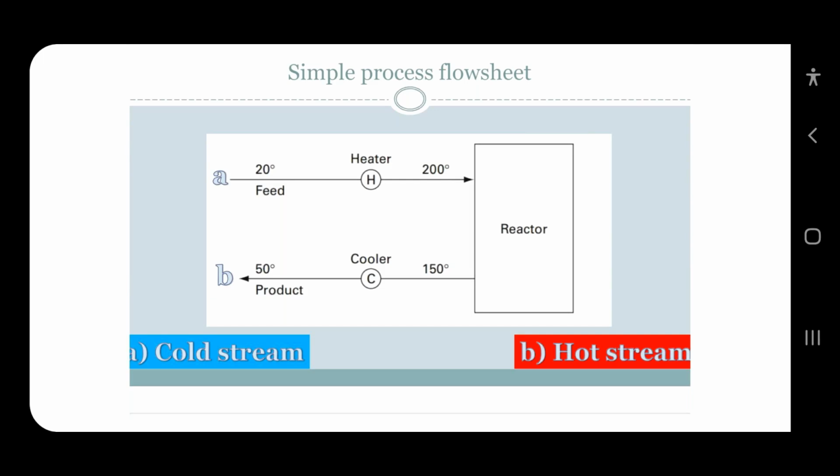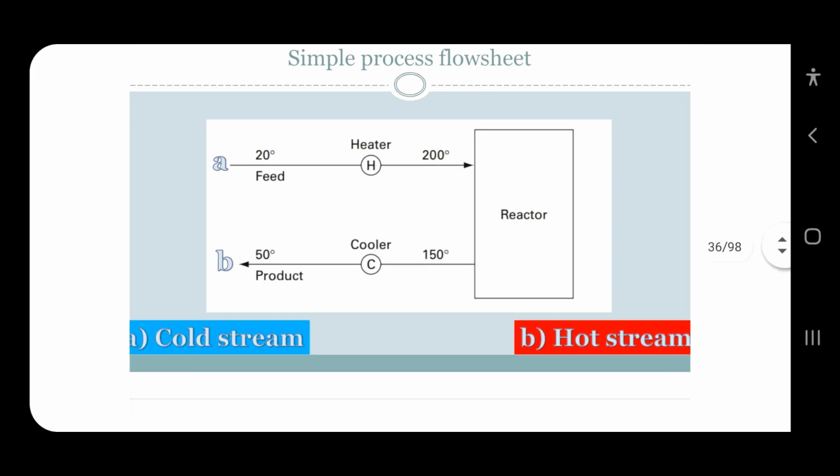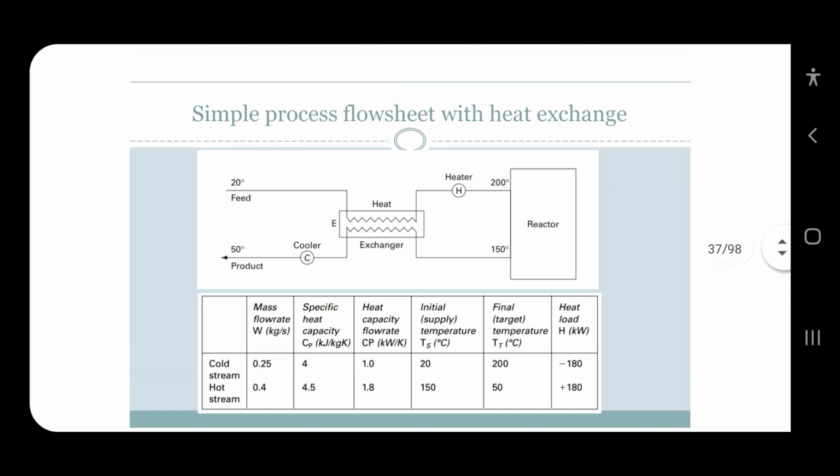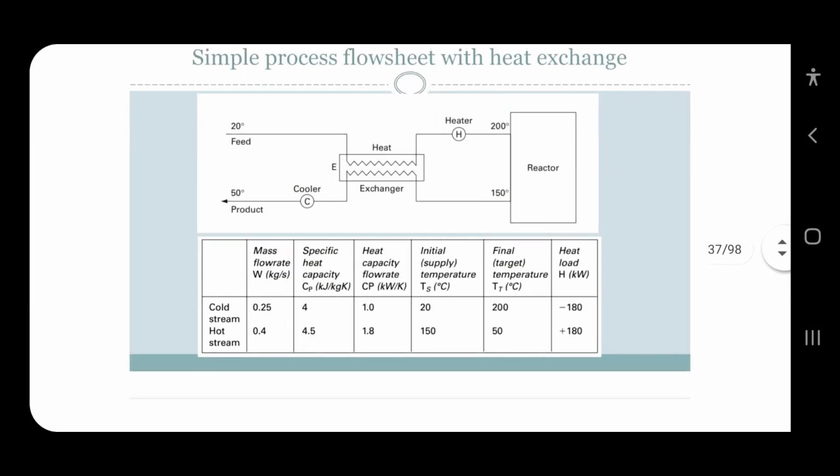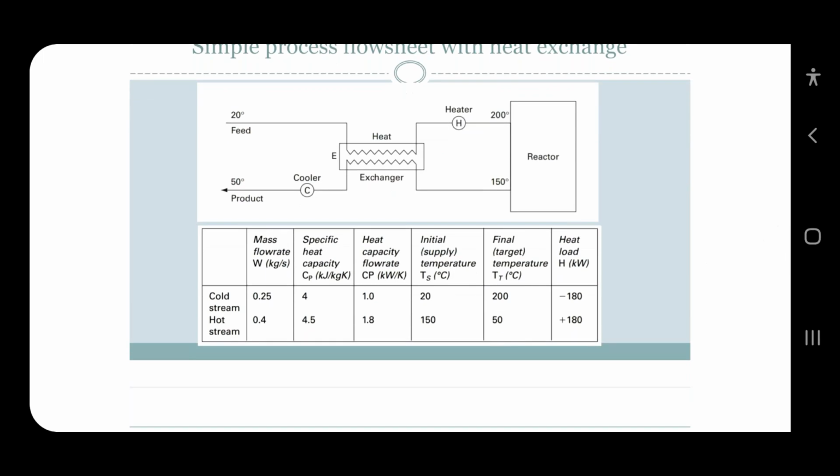There is one, you can tell me that there is one cold stream, 20 to 200 degrees Celsius, and one hot stream, 150 to 50 degrees Celsius. So that is one cold stream and one hot stream. Then again, another flow sheet is there. You can compute the data extraction, and there is a supply temperature.